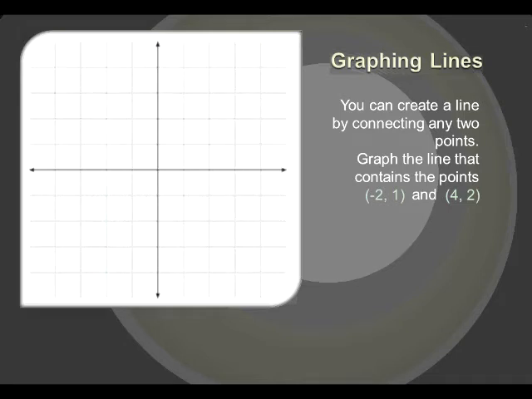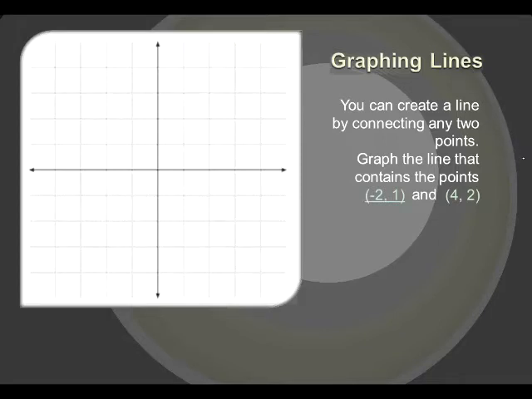Graphing lines. You can create a line by connecting any 2 points on this grid that you see on the left. So let's try to graph a line that contains the point, or runs through the point, (-2, 1), and the point (4, 2). So, quick review of graphing and plotting points at the same time.